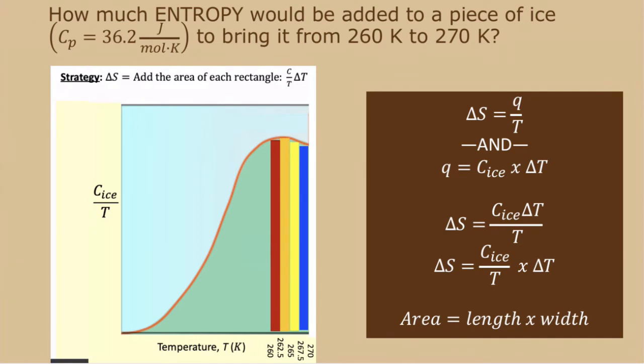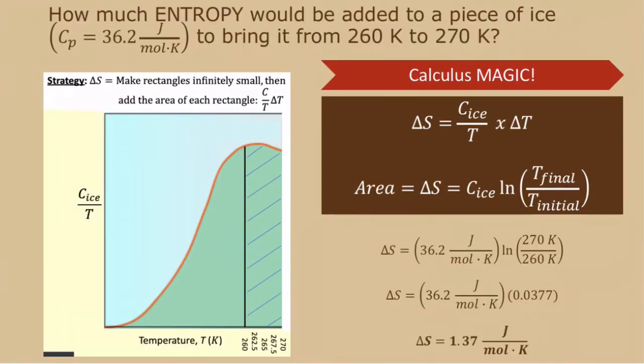Maybe we could divide that area up into little rectangles that kind of fit and add up all those areas for an estimation. So this is a spoiler alert: there is calculus magic. Calculus finds the area of infinitely small rectangles and adds them up. Don't worry, we're not going to cover that here, but the final answer in this case is C times the natural log of T final divided by T initial. So if we plug that into our equation, 36.2 times the natural log of 270 divided by 260, we can find that delta S equals 1.37 joules per mole Kelvin.